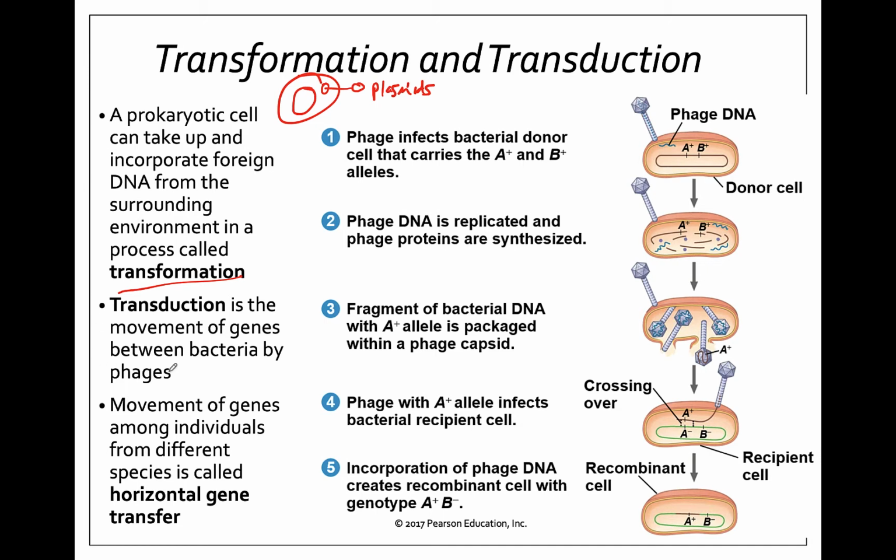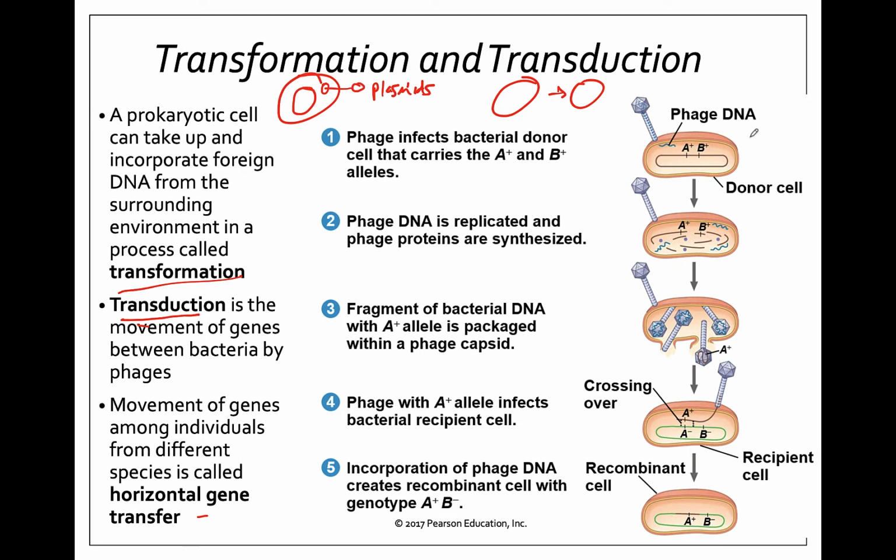Another mechanism for increasing genetic diversity is called transduction. These are similar, so make sure that you can get these organized in your studying. Transduction is a type of horizontal transfer, meaning it goes from one bacteria to a different bacteria, and the vector between these is a virus.